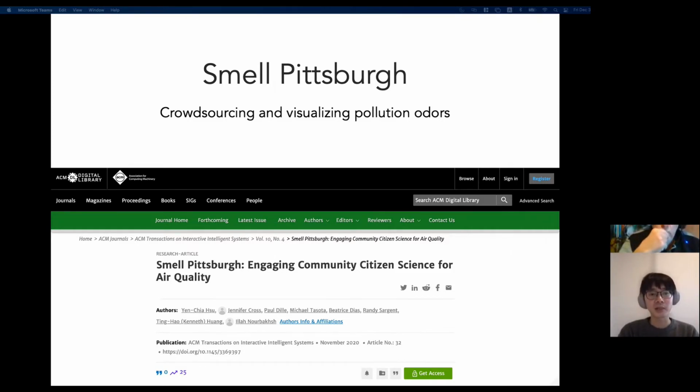Like they said, at night they have to close their window because they will smell a really strong sulfur or tar burning smell. And so we think, oh, maybe we should collect all this qualitative data to complement the sensor data, because sensor data tells how bad the air quality is, but does not tell the experience of how local people experience air pollution.